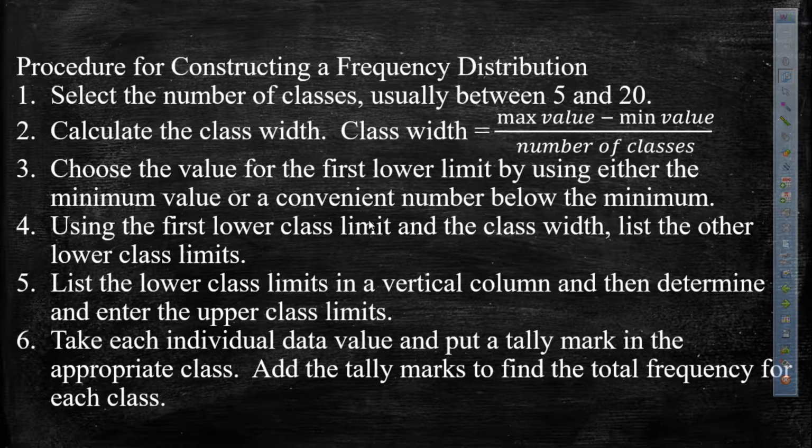Go ahead and put these in your notes, and I'm going to show you an example here in just a minute that shows you how to do all this. Number 3, choose the value for the first lower limit by using either the minimum value or a convenient number below the minimum. Number 4, using the first lower class limit and the class width, list the other lower class limits. List the lower class limits in a vertical column and then determine and enter the upper class limits. Take each individual data value and put a tally mark in the appropriate class. Add the tally marks to find the total frequency for each class. Okay, we're going to do that.